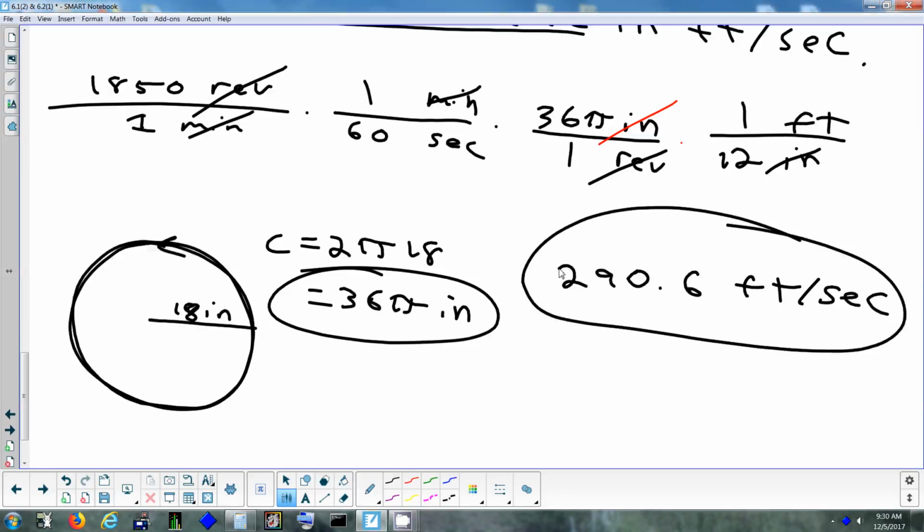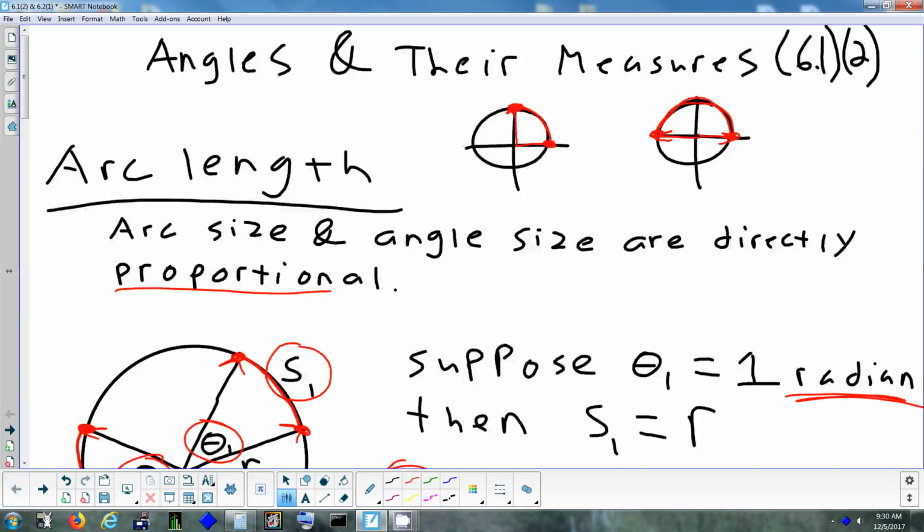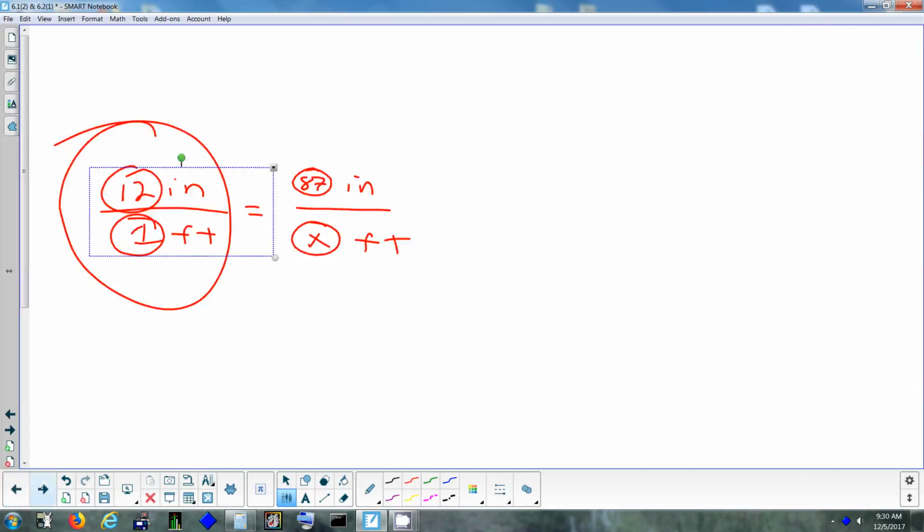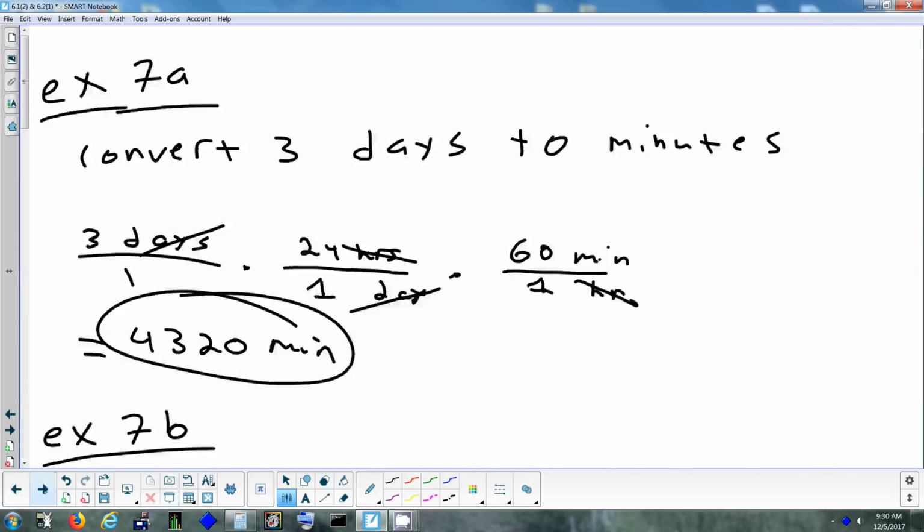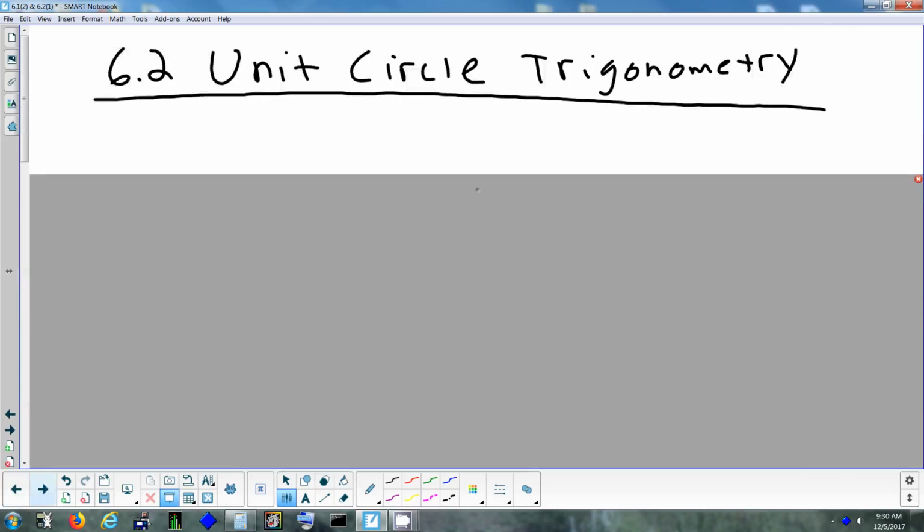Okay, so we started with looking at arc length. Okay, we did that. Then we went to angular velocity. And the last thing we're going to look at starts our last section for the week. Okay, so these are three kind of totally separate things.